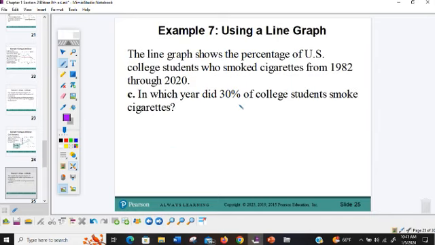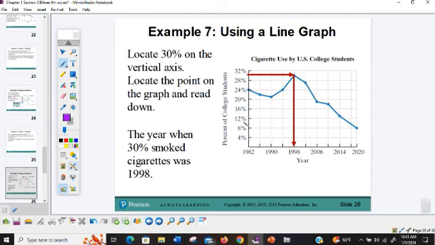In which year did 30% of college students smoke cigarettes? Okay, so let's go to our graph. Let's look at our percentages. 30% would be halfway in between, right about here. Then you follow across till you hit the graph. Right here, we hit the graph, and that happens in 1998. So the answer to that would be 1998.